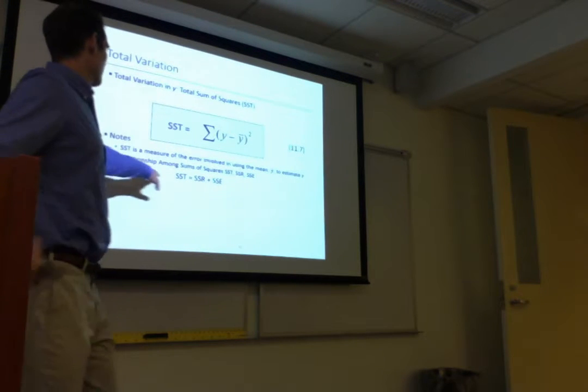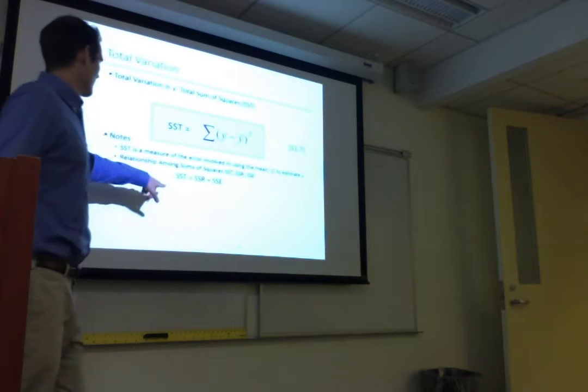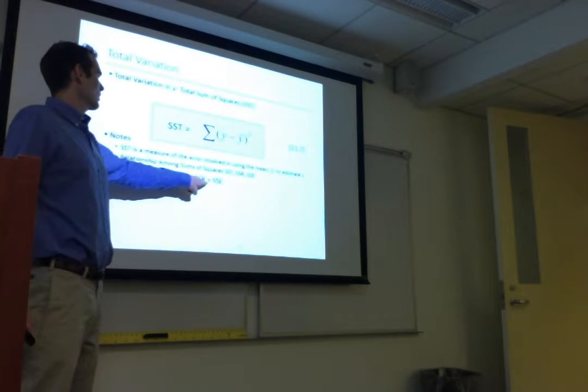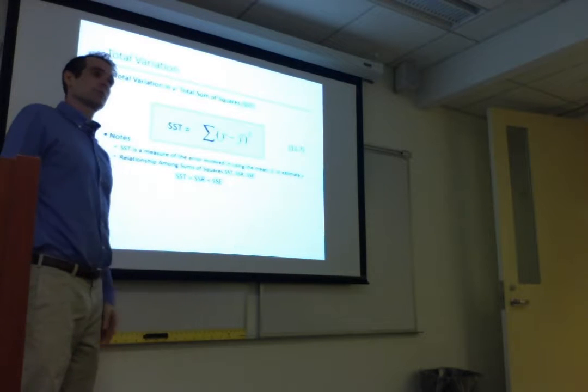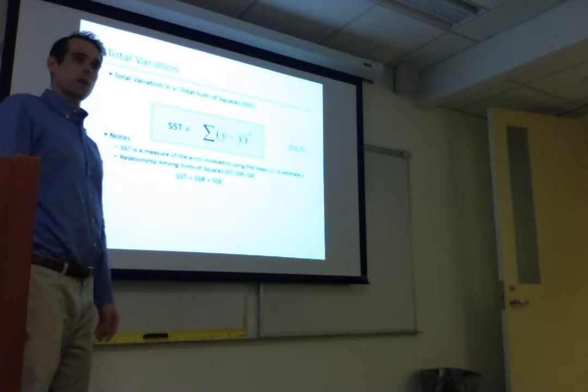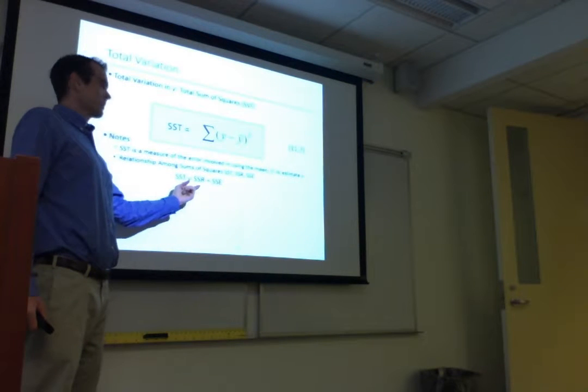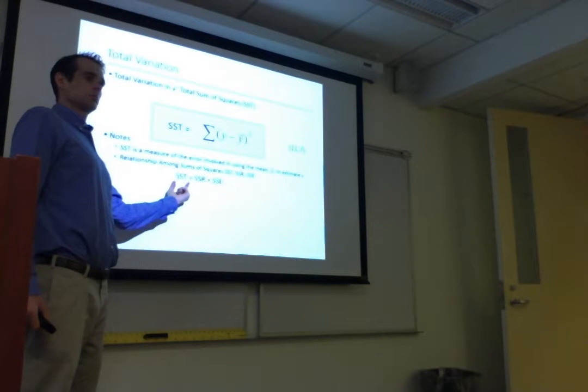Relationship among sums of squares. All right, check this out. The sum of squares total equals the sum of squares regression plus the sum of squares error. That makes sense? Right? So the amount of error plus the amount that the regression explains is the total.